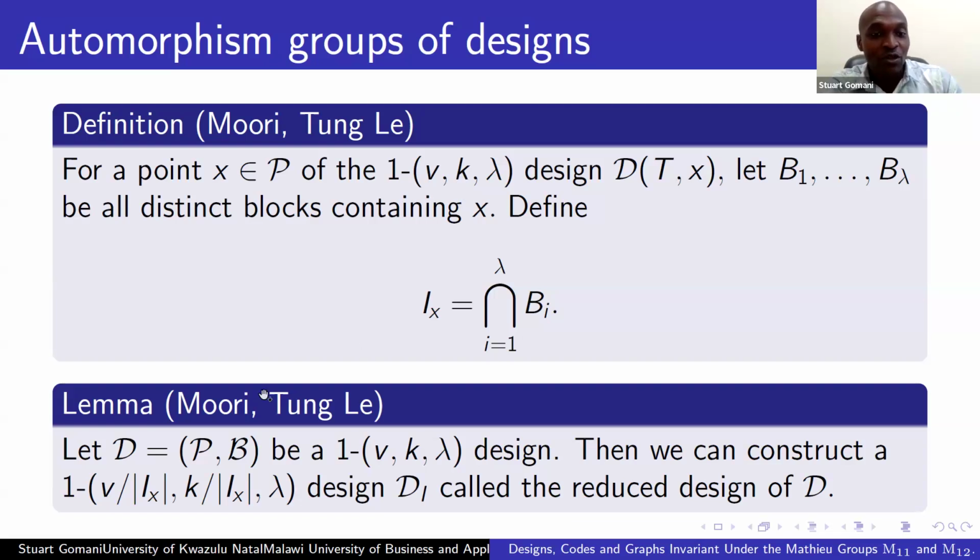So once we have done that division, we end up with another structure, which is below here on the slide. It is another structure that has got the first parameter and the second parameter reduced by this division. And amazingly, this structure is also a design. It satisfies the structure of a design. And we call that a reduced design, denoted by calligraphic D sub I.